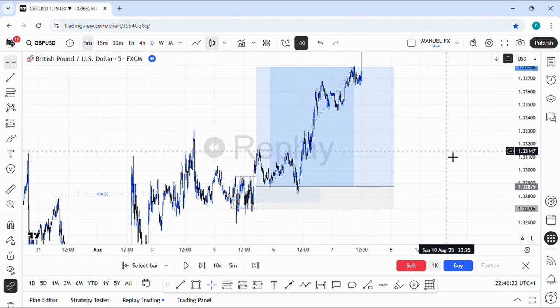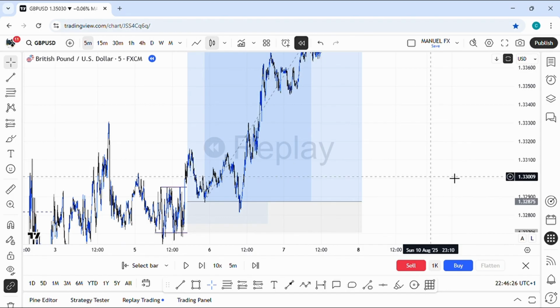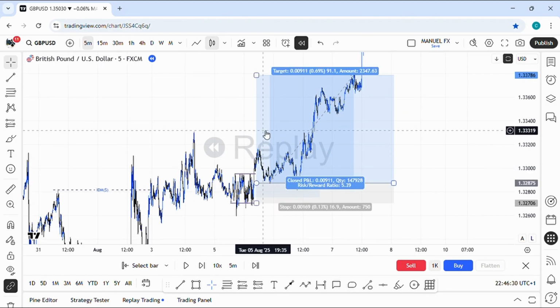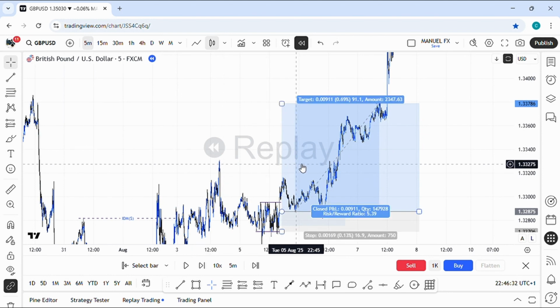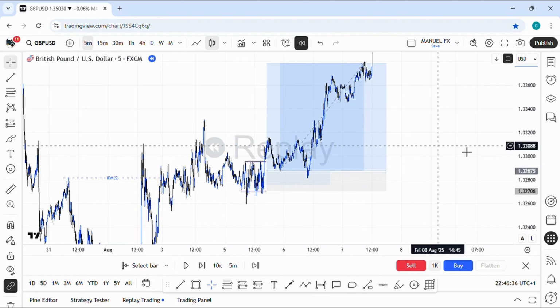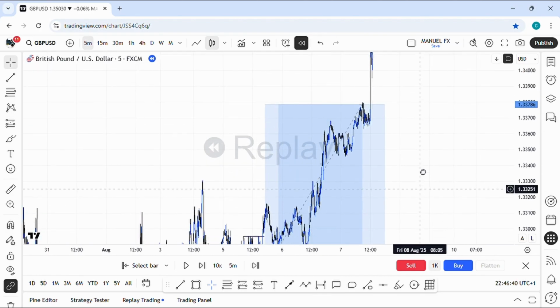It's that simple. If I risked $100 on this trade, I am making $500. If I risked $1,000 on this trade, I'm making $5,000. If I risked $10 on this trade, I'm making $50. It's that simple.